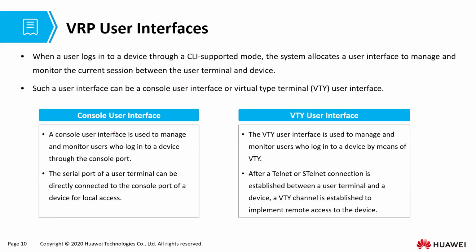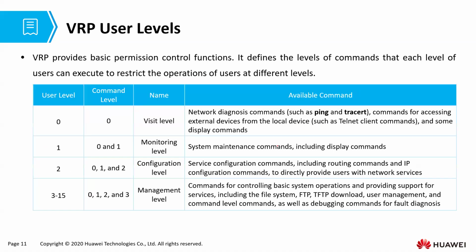Then user interfaces. We have the console user interface and the virtual user interface. With the console, like I said, this one uses the console port, also called a serial port. With the virtual user interface, we are using virtual lines, which are virtual ports used to access our device. Very useful for remote access.